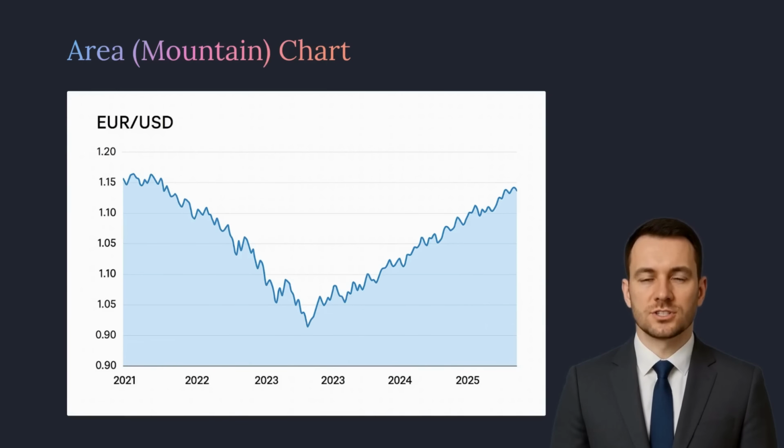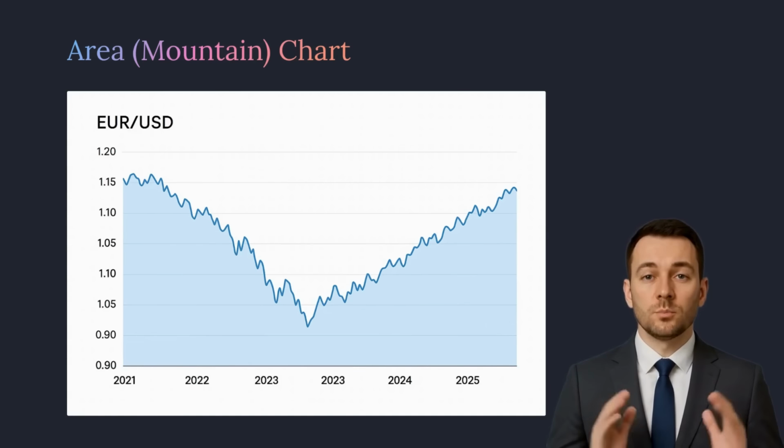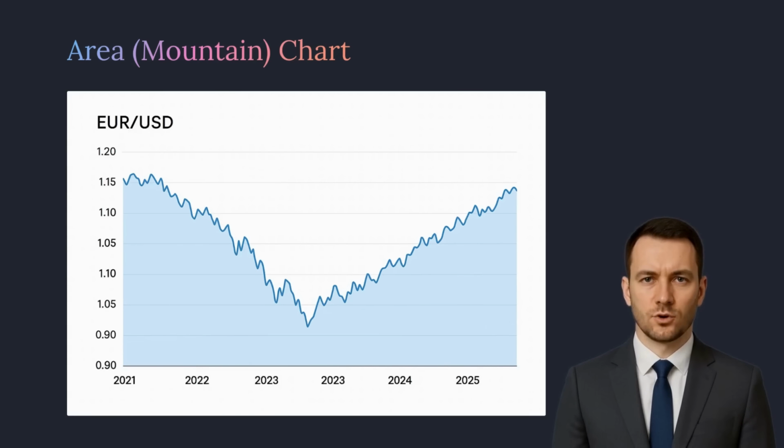An area chart, also called a mountain chart, is essentially the same as a line chart, but with the area under the line filled or shaded. This makes it look like a mountain silhouette. Area charts are used similarly to line charts. They emphasize the overall price trend over time by focusing on closing prices and smoothing out intra-period fluctuations. The filled area can make trends stand out visually for presentations or reports.